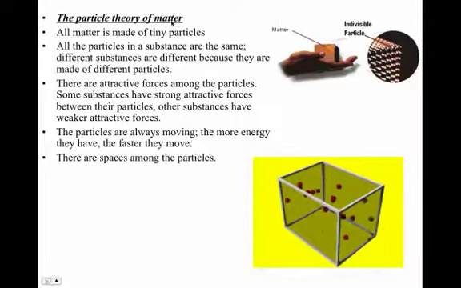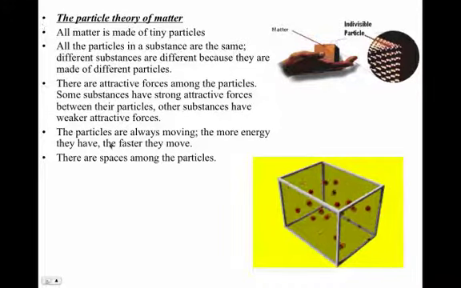So the particle theory, or sometimes called the particle model of matter, tells us several things. One, that all matter is made up of tiny invisible particles that we can't see with our own eye. And all these particles in the substance are the same. But if we have a different substance, that means that the particles are going to have different properties. They're going to look different, maybe have a different size or shape as well.